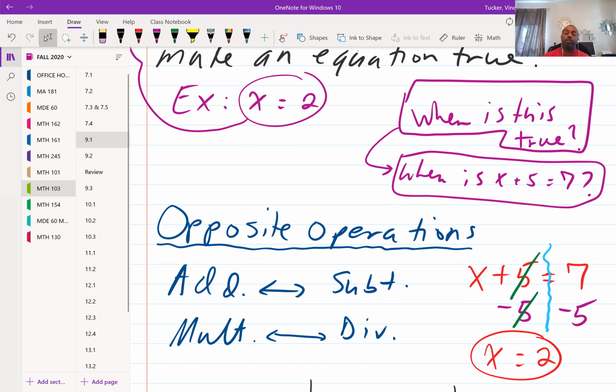So that's the foundation of what you will be doing as far as solving is concerned. You will be using opposite operations to undo what's being done to your variable so you can get your variable by itself. Once you get your variable by itself, whatever's on the other side of that equation is your solution.